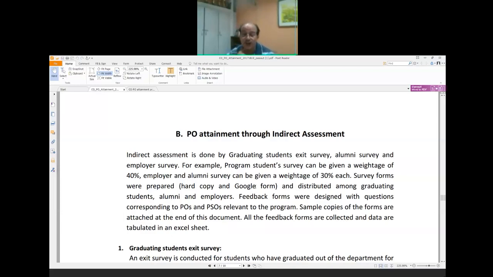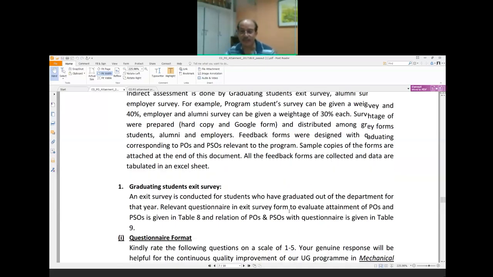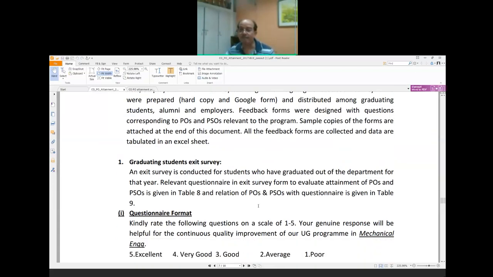Maybe you can think about a hard copy survey, or these days, these surveys are being performed on Google Forms. You design this Google Form and take values maybe from 0 to 5 or 1 to 5, and distribute it among the graduating students and alumni, with feedback form design for all the programs.